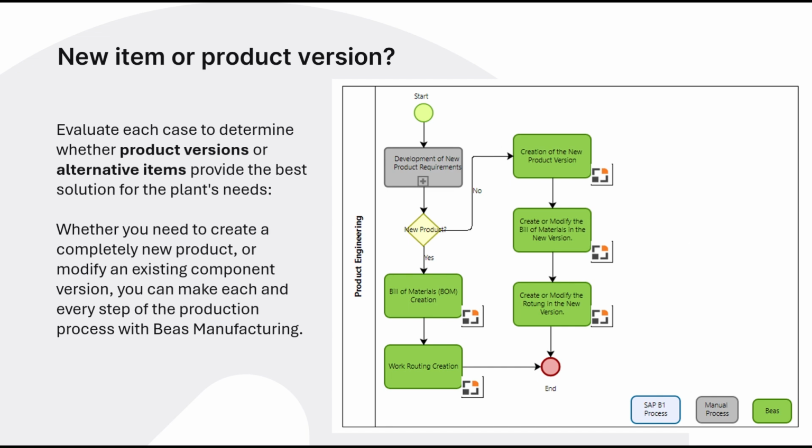Each case should be evaluated to determine whether product versions or alternative items provide the best solution for the plant's needs. Whether you need to create a completely new product or modify an existing component version, you can make each and every step of the production process with Beas Manufacturing. In this image, you can see how each step of a new product or product version creation is supported by various functions of Beas Manufacturing, ranging from bill of materials or work order routing generation to modifying them.